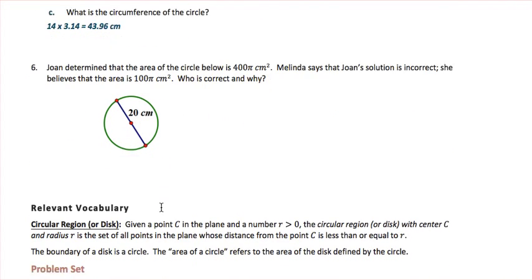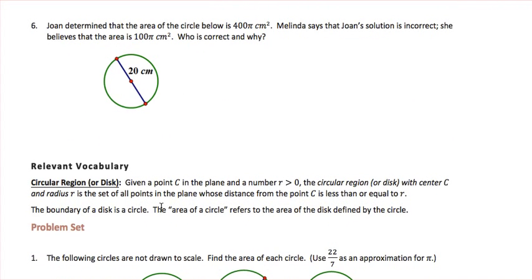In number 6, Joan determined that the area of the circle below is 400 times pi square centimeters. Melinda says that Joan's solution is incorrect. She believes that the area is 100 pi square centimeters. We need to determine who is correct and why.